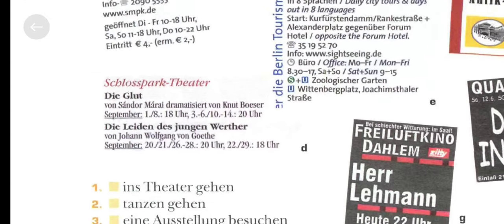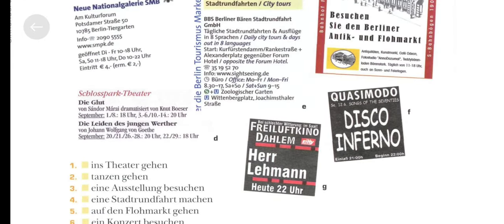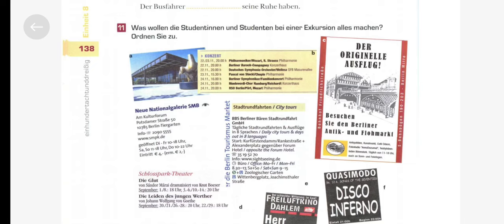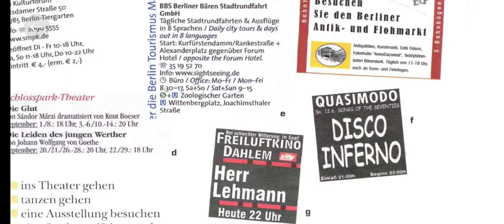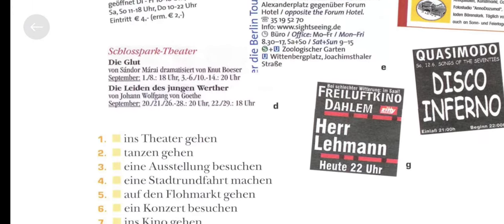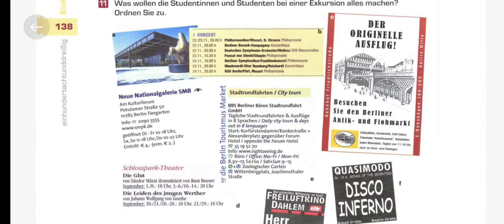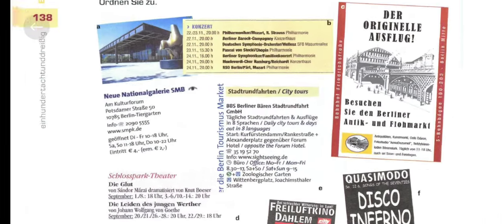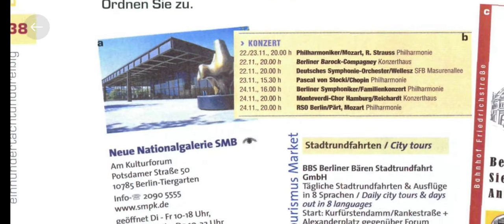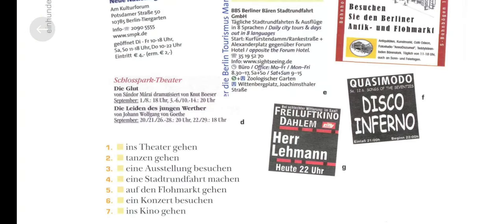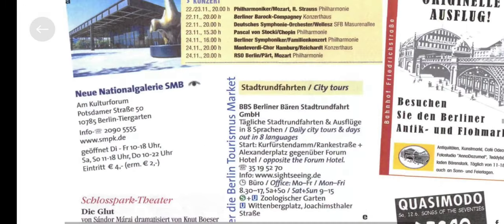Schlosspark Theater is given. Next is tanzen gehen. Who else wants to go dancing? Tanzen gehen matches with F1, the disco. One can dance in the disco. Next is eine Ausstellung besuchen, to visit the exhibition, Ausstellung, in A1. Eine Stadtrundfahrt machen, a city tour. So this one matches with E1.